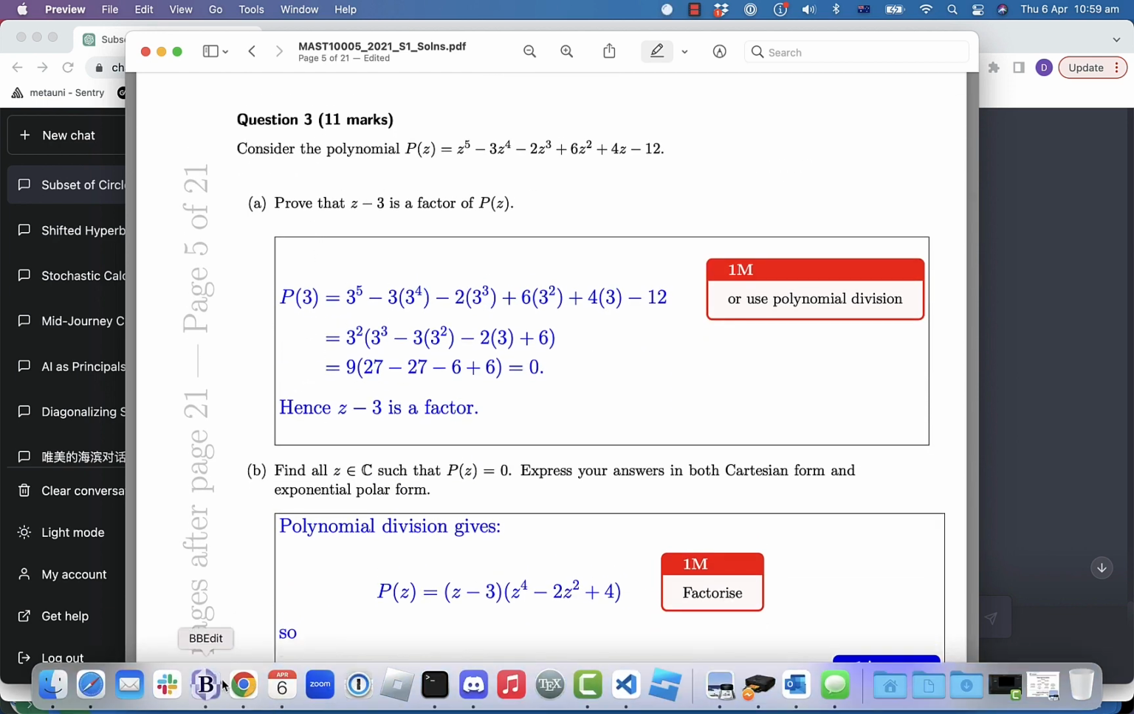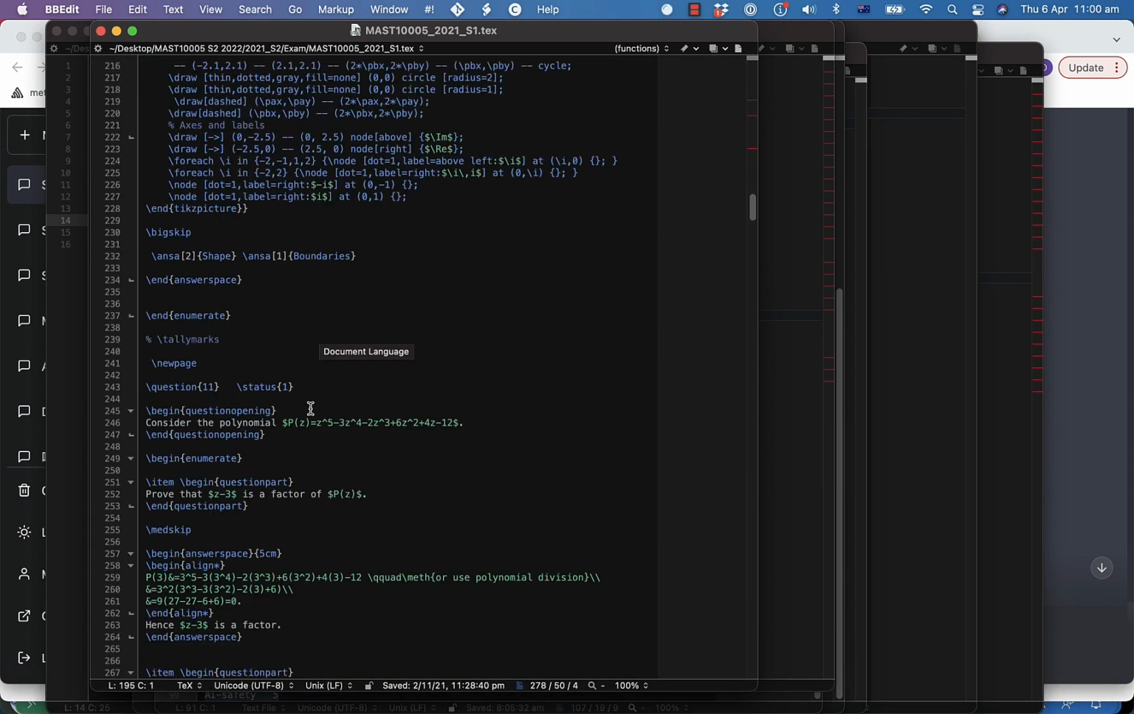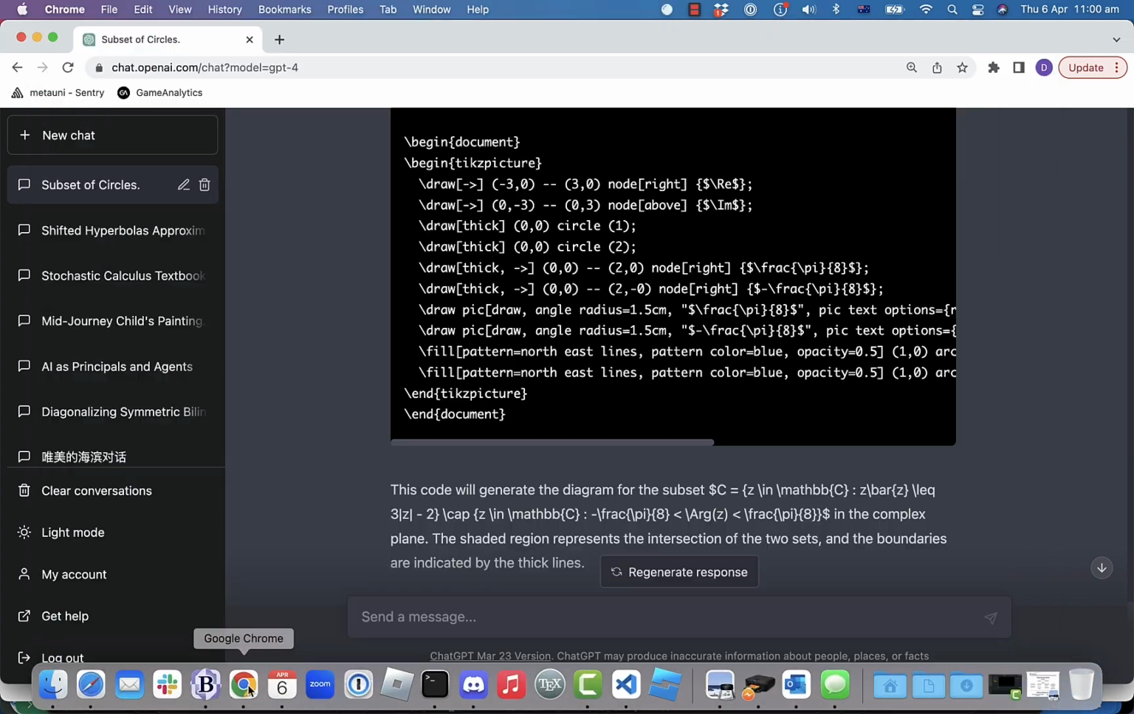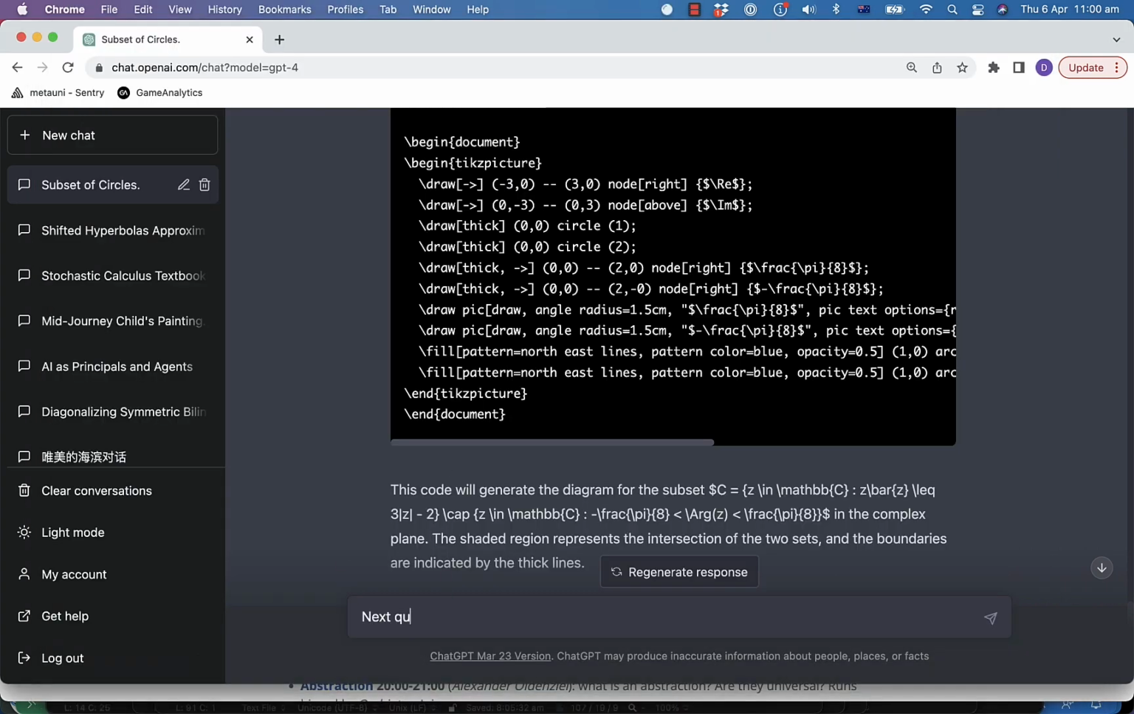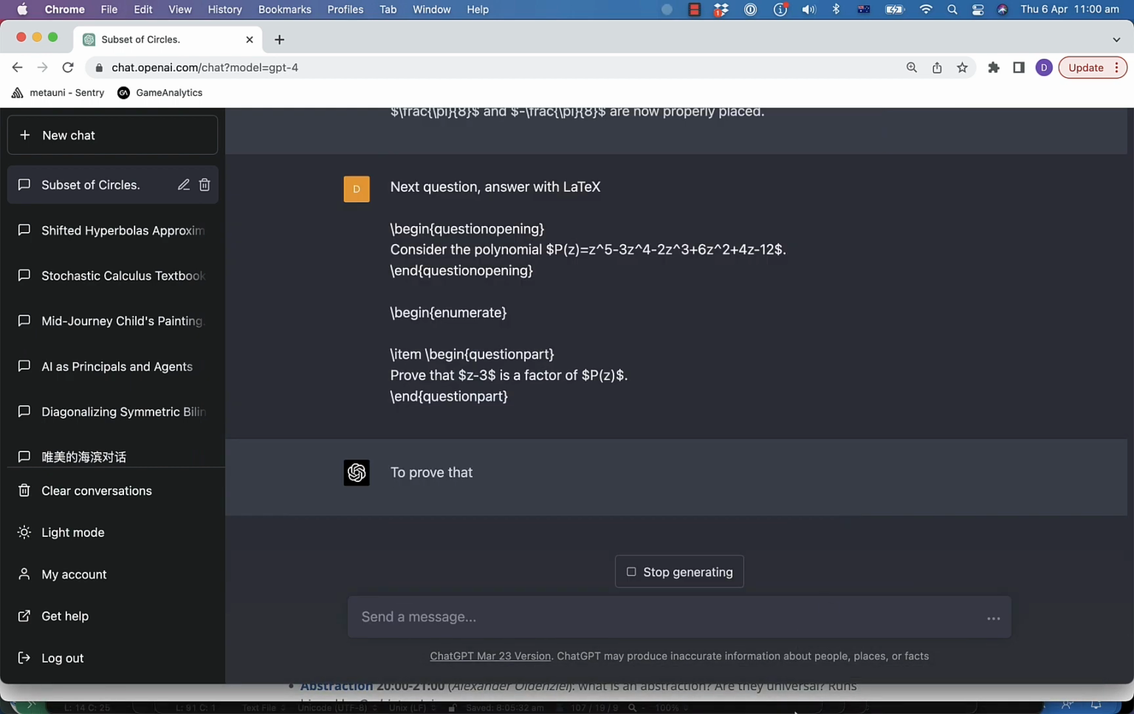Prove that z minus 3 is a factor. Okay, this would be interesting. I bet you would die here too. Yeah, okay. It just has to substitute like 3, right? That's easy. Yeah. Easy for us.